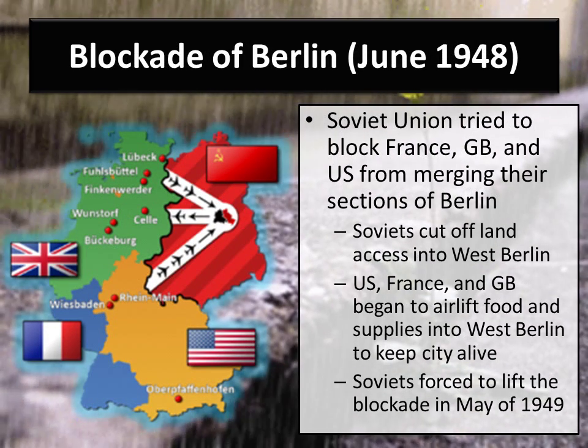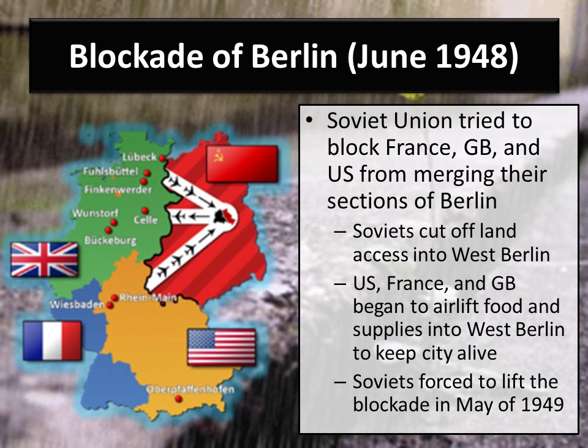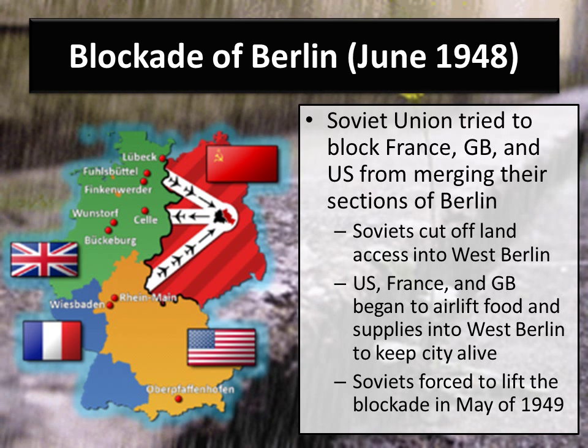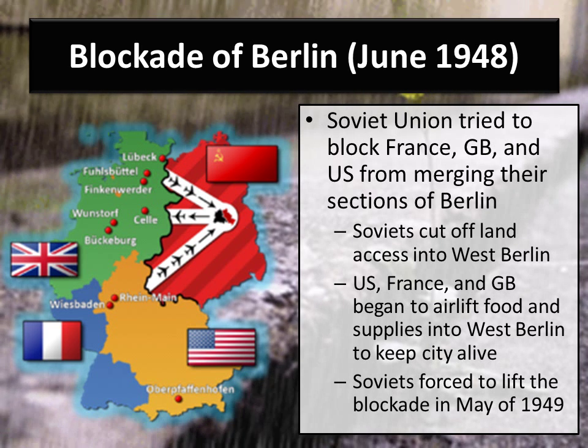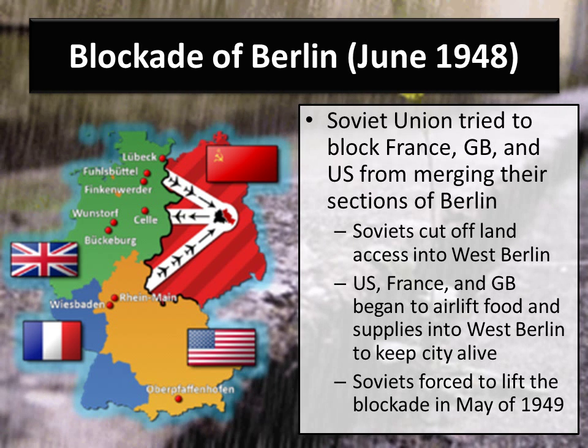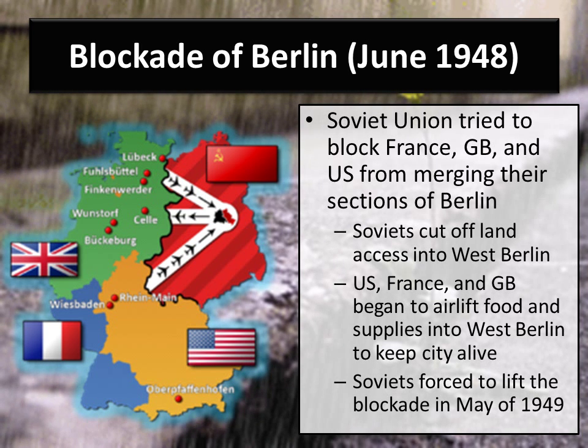The Soviet Union did not like that the French, the British, and the Americans wanted to combine their parts of the city of Berlin. They interpreted that as a threat to communism. So, starting in June of 1948, the Soviet Union tried to block France, Great Britain, and the US from merging their sections of Berlin by blockading the city.